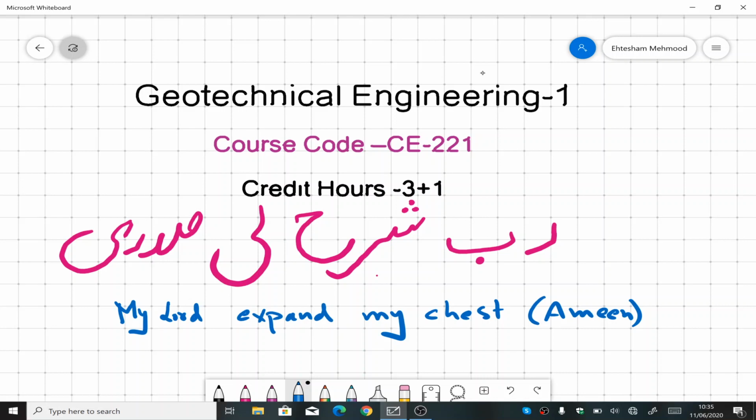And we start with the name of Allah. Rabbi shrah li sadri, that means my Lord expand my chest. And once again I want to give you a reminder that we should remember this dua that will help us in increasing our learning capacity. May Allah help us all.